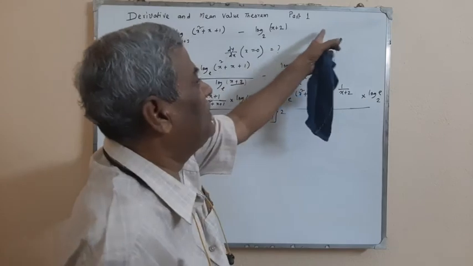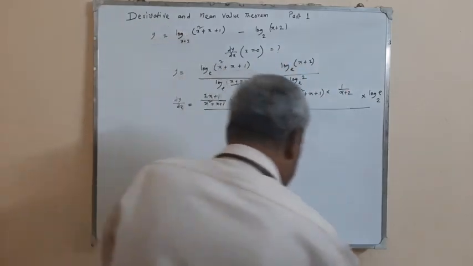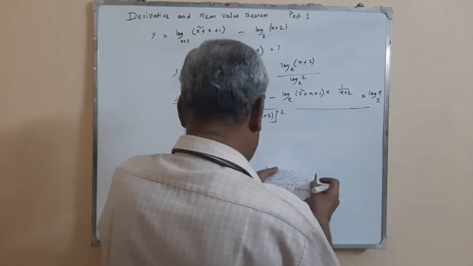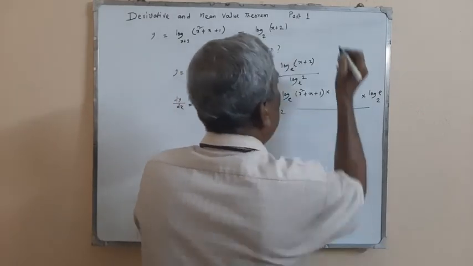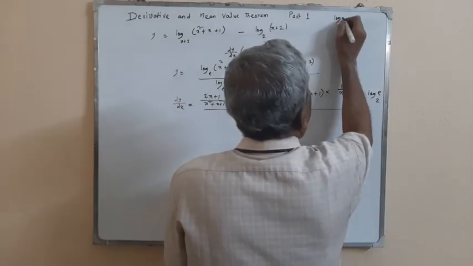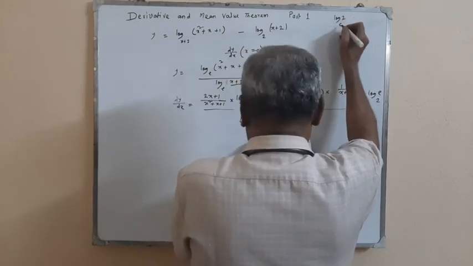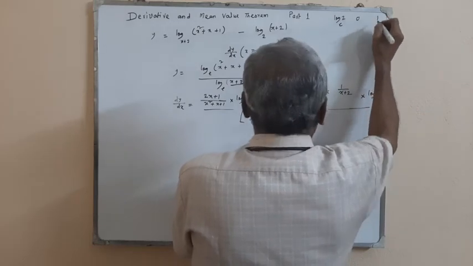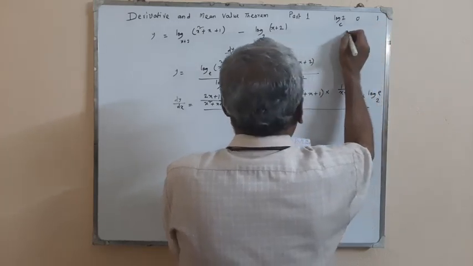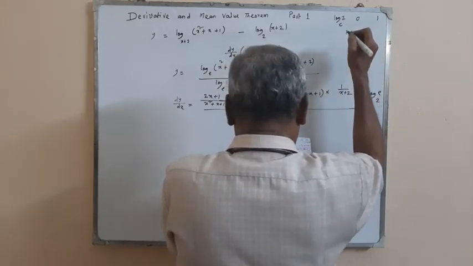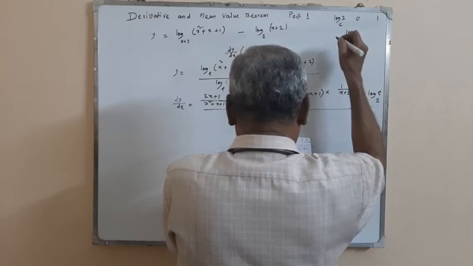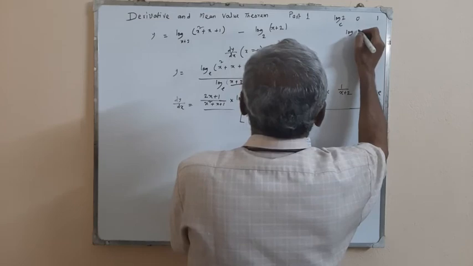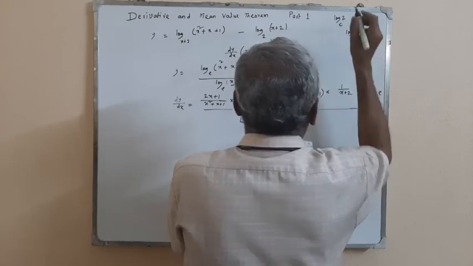Oh, I have not given the options. The options are log 2 base e, 0, 1, and log 4 base e.